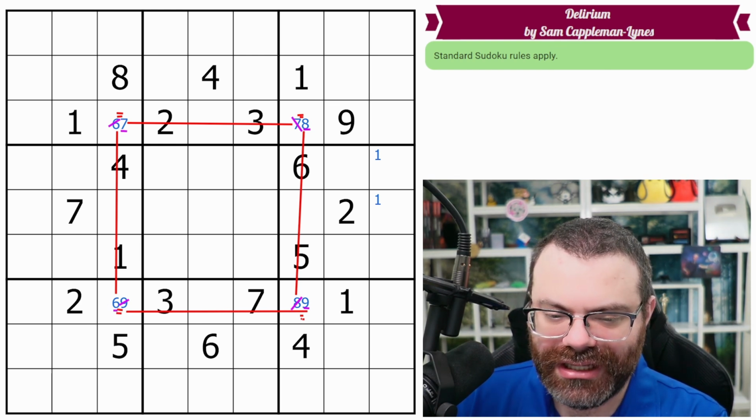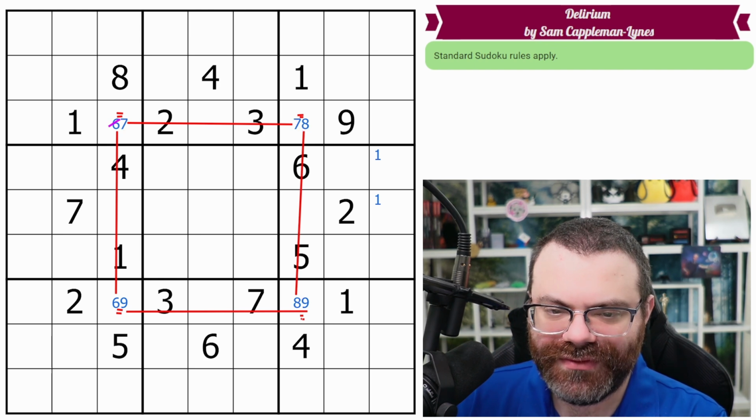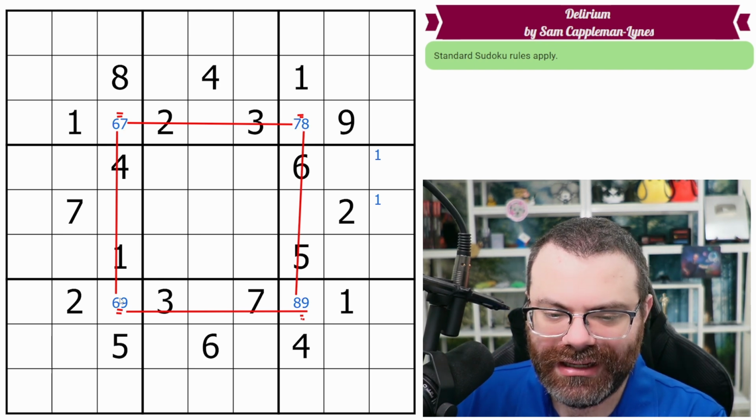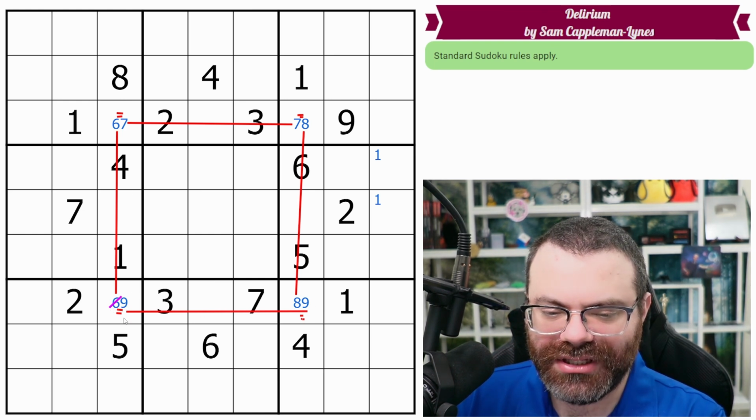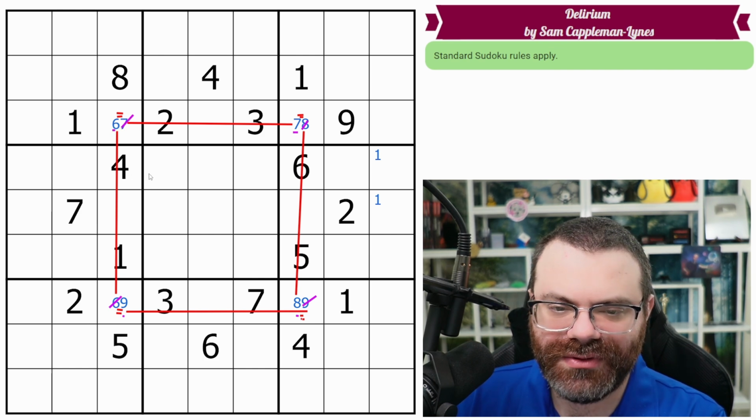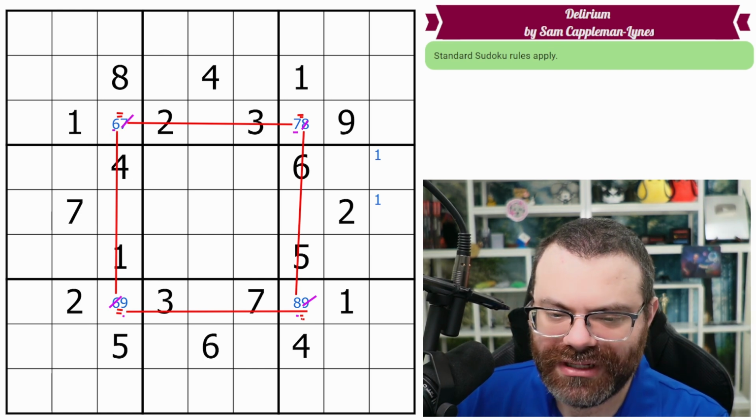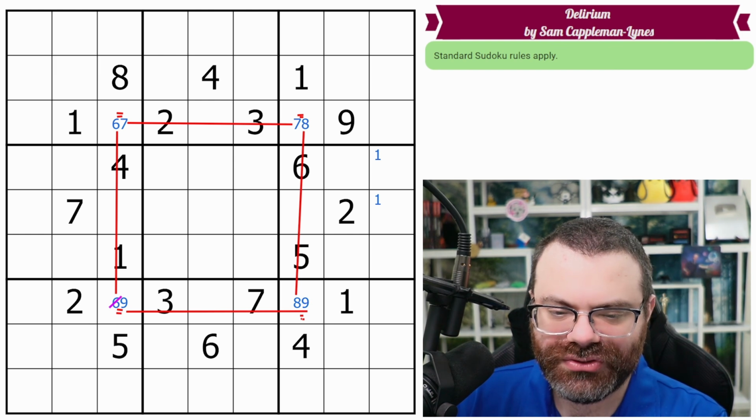Now we just have to prove the other way. We have to prove that it happens both ways. So if this 6 is not true, we're trying to prove that this 6 becomes true. And we go the other way. So this 9 becomes true, which makes this 9 not true, which makes this 8 true, which makes this 8 not true, which makes this 7 true, which makes this 7 not true, and now the 6 is true. And that's what we want to prove. So we have now proven that those 6s have a strong link between them.